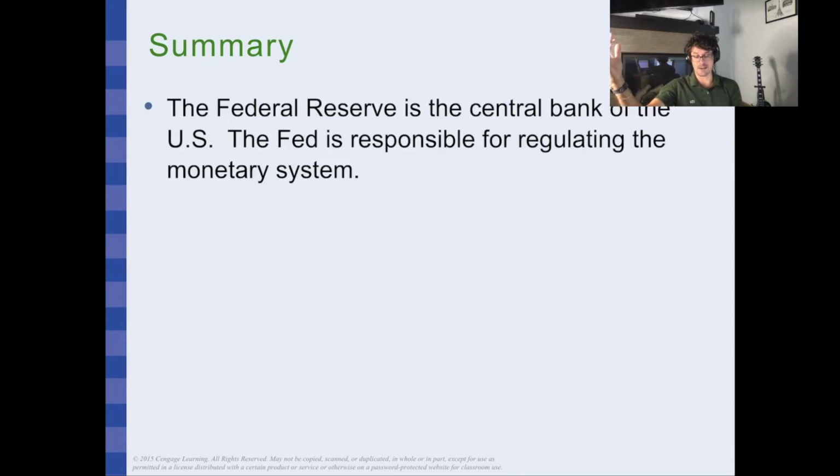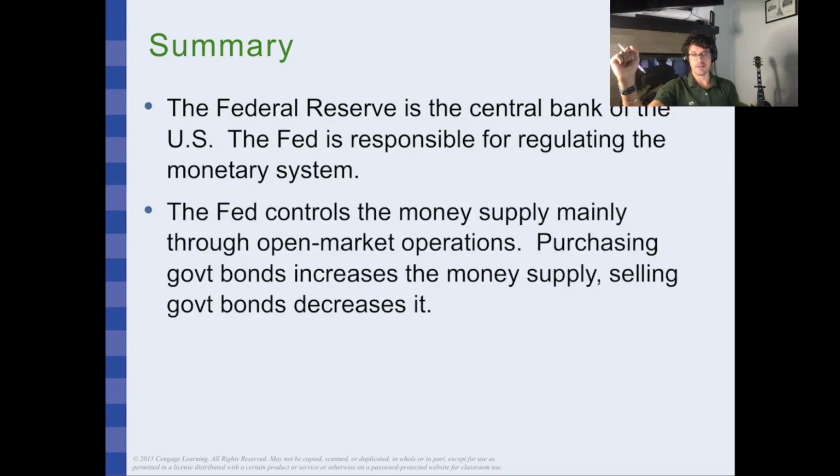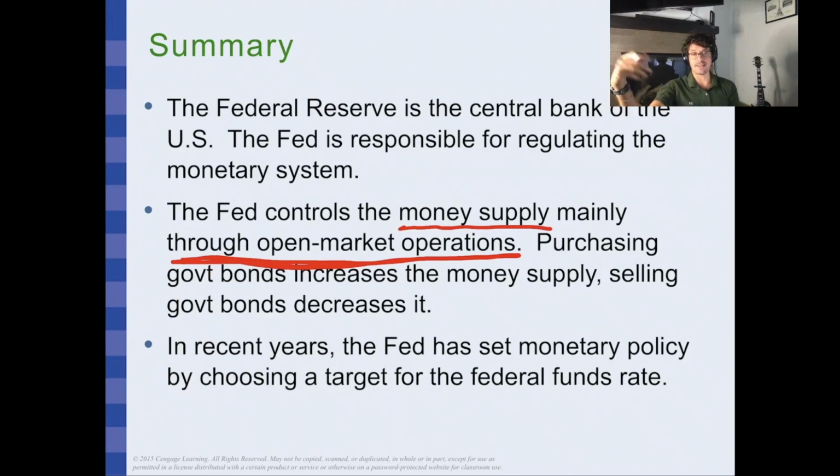The Federal Reserve is the central bank of the United States, and the Fed is responsible for regulating the monetary system, which means it's responsible for overseeing the banks and is in charge of monetary policy. So the Fed controls the money supply mainly through open market operations that we have discussed, so the purchase and sales of government bonds against the reserves of the commercial banks. In recent years, the Fed has also set monetary policy by choosing a target for the federal funds rate, using the Fed funds rate, if you want, as a thermometer, in order to discipline its open market operations. And that is it.